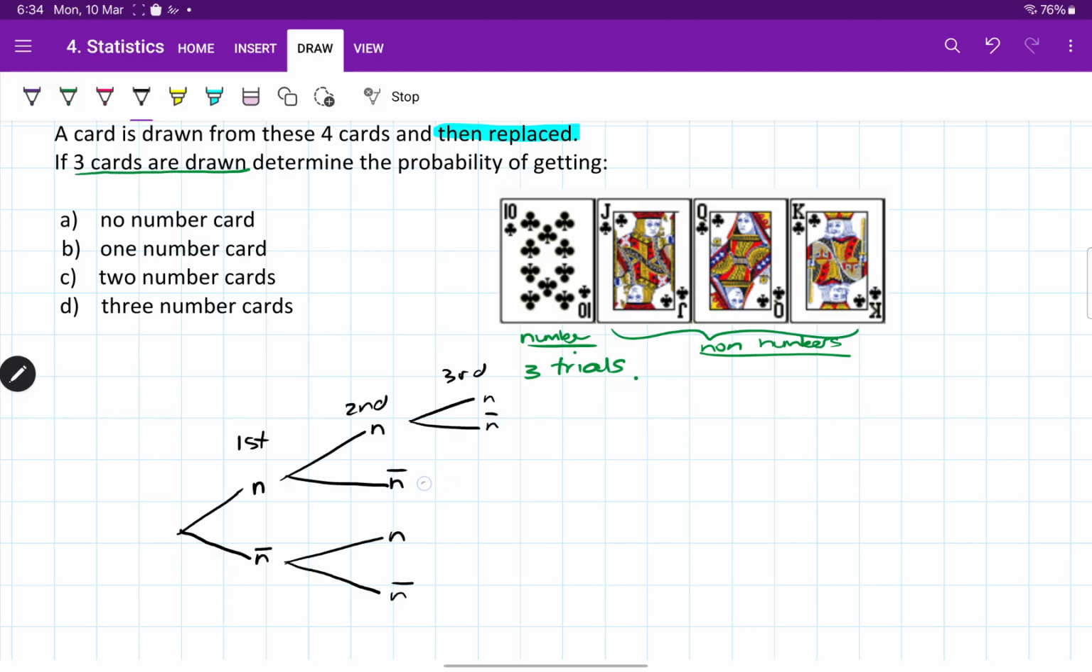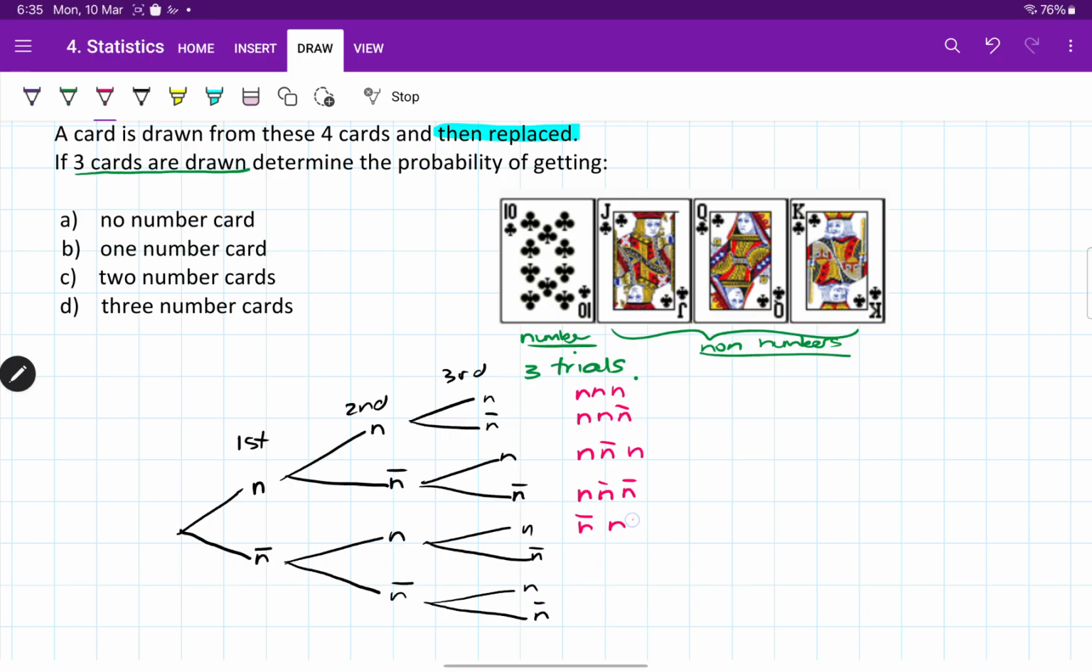Number, not number, number, not number, number or not number, number and not number. Okay, so let's go and list our sample space. So we've got number, number, number, number, number, not number, number, not number, number, number, not number, not number. There we go. There's the first one. Let's do the next one.